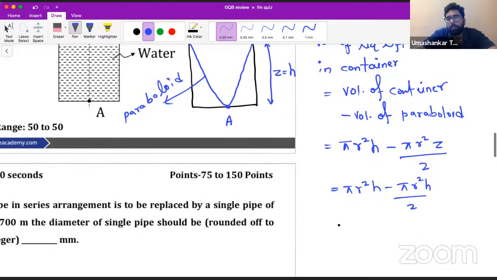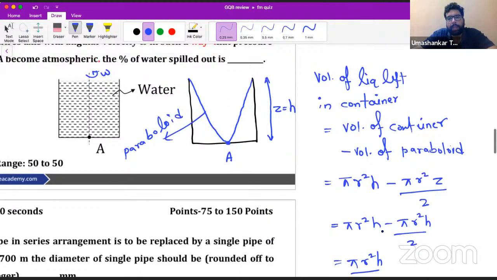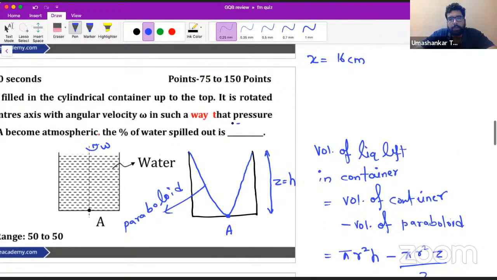So what is the volume of liquid left? It is pi r square h by 2, right? Pi r square h is the initial volume, and now we are left with pi r square h by 2. So that means half of the water is spilled out. Is it okay to everyone or not? Please answer me. Initial volume was pi r square h, and now the volume left is pi r square h by 2, so 50% of the water is spilled out.